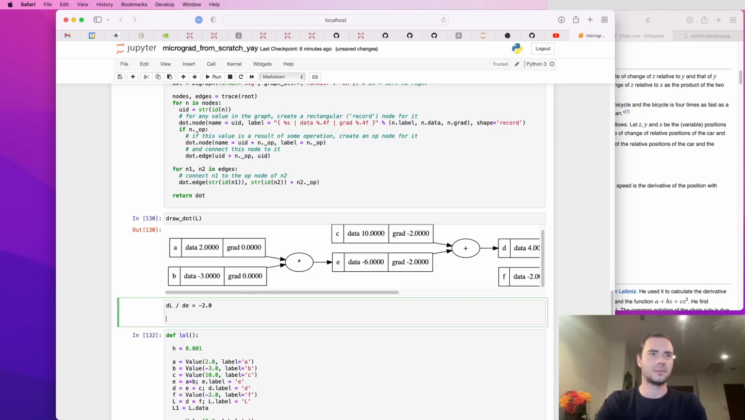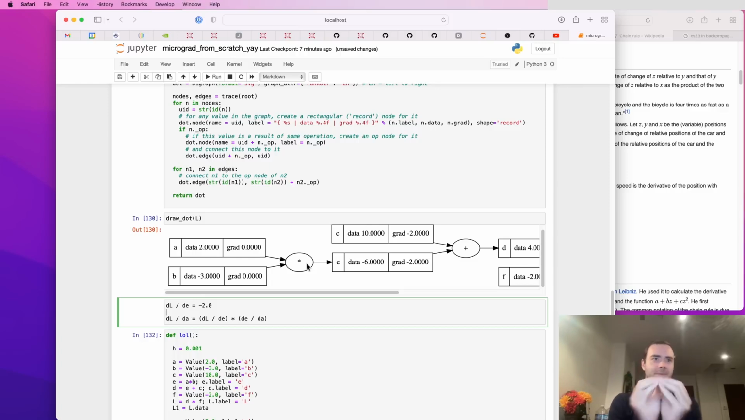And now we want dl by da, right? And the chain rule is telling us that that's just dl by de, negative 2, times the local gradient. So what is the local gradient? Basically de by da. We have to look at that. So I'm a times node inside a massive graph, and I only know that I did a times b, and I produced an e. So now what is dE by dA and dE by dB? That's the only thing that I know about.